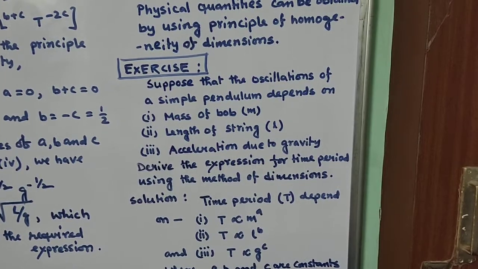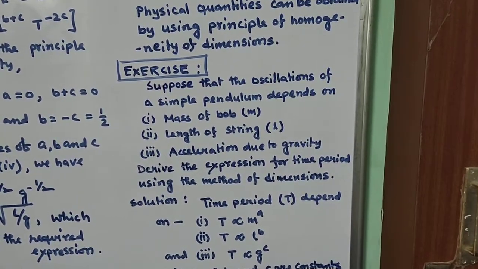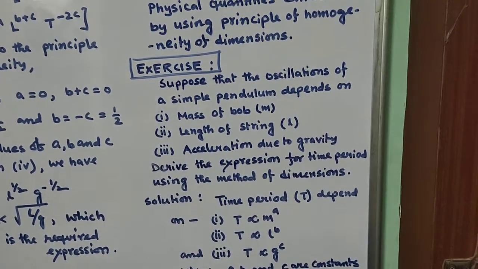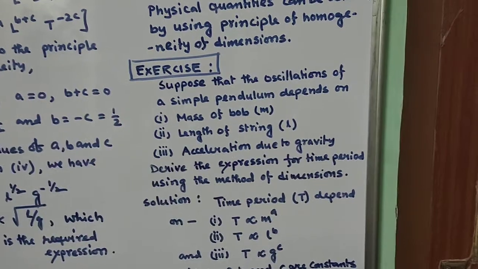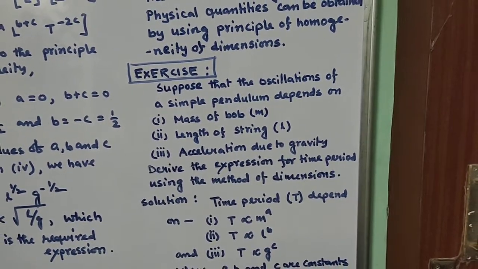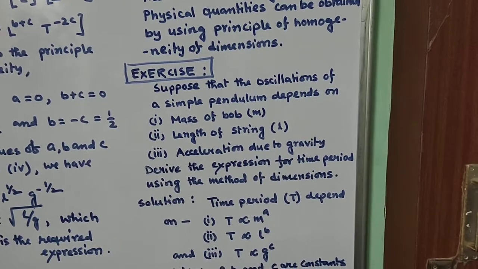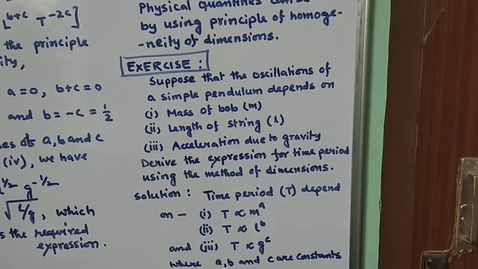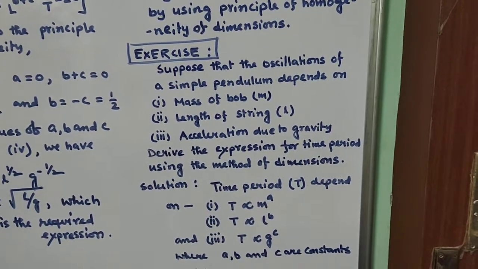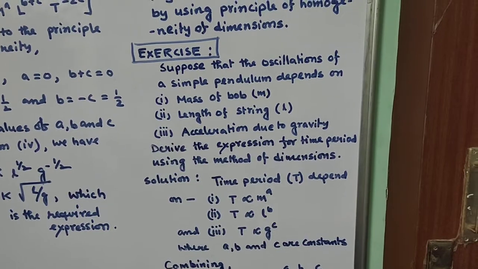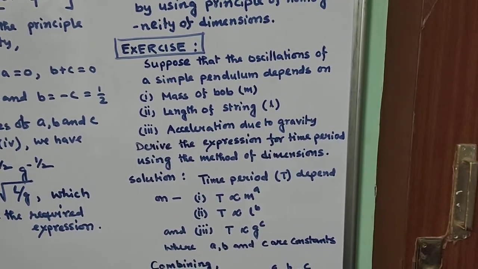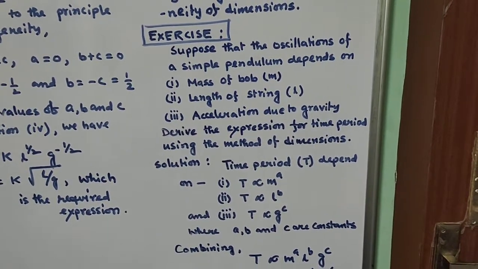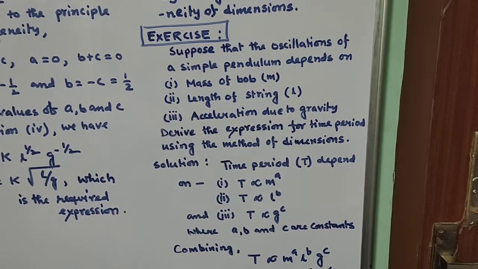If b is 1, then it is directly proportional to length. If b is minus 1, then it is inversely proportional to length. And a, b, these are numerical values, maybe 1, 2, 3, 4 like that. So our job is to define these values a, b and also c. So time period depends on acceleration due to gravity, but it does not say how it depends. So here also we consider T proportional to g to the power c, and our job is to define these constants a, b and c, where these are constant numerical values.